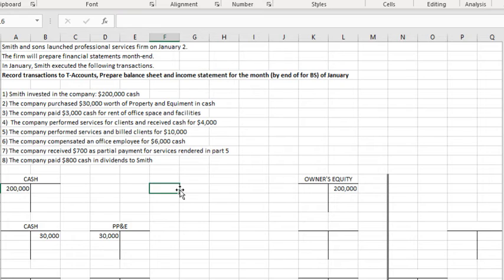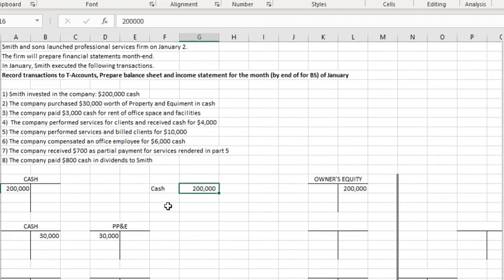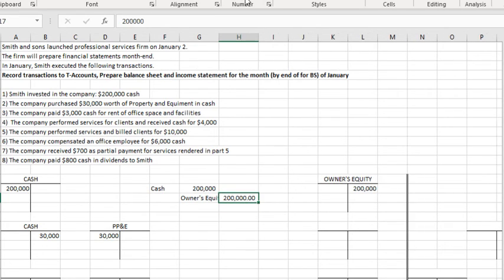What you are going to do in the first example is you are going to record cash, that's a debit for $200,000, and then we are going to have owner's equity increasing by the same amount, and this time it's going to be a credit entry increasing by $200,000. So these are the first two transactions that I want to cover.